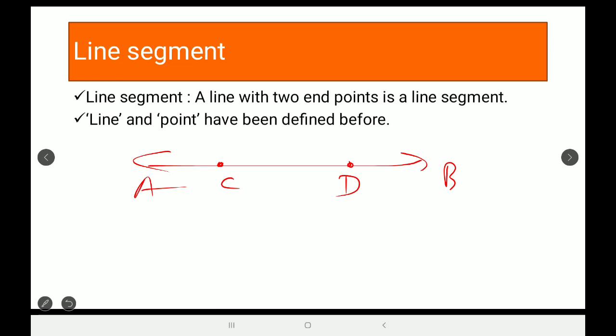So a line with two endpoints. Here we have two endpoints C and D. So we can say that CD is a line segment. So we can indicate like this. CD is a line segment, and AB is a line. Line and point have to be defined before.